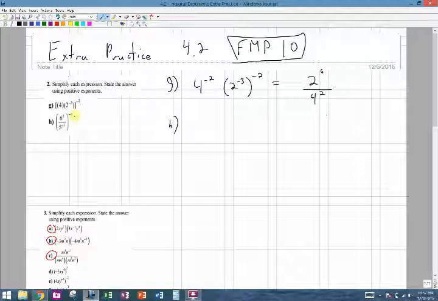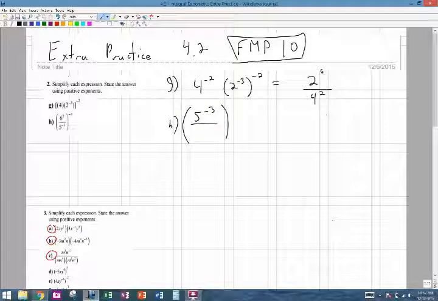For part H, I have the negative 3 on the outside, which is going to flip the top and the bottom. So the bottom, which is 5 to the negative 3, is going to go to the top. I haven't changed the negative exponent yet. All I've done is I've dealt with the negative 3 on the outside. The 6 to the 2 is going to turn to the bottom, and then the negative 3 on the outside turns into a positive 3.